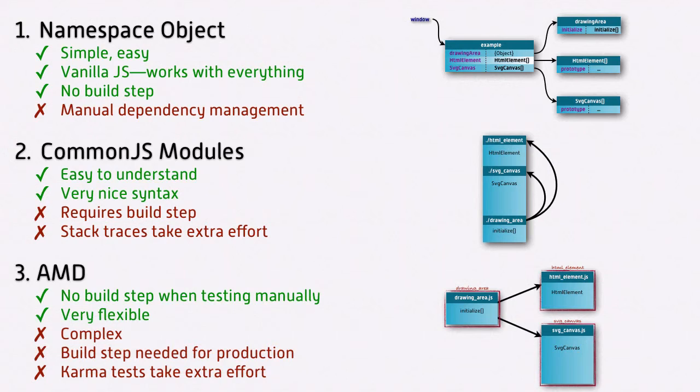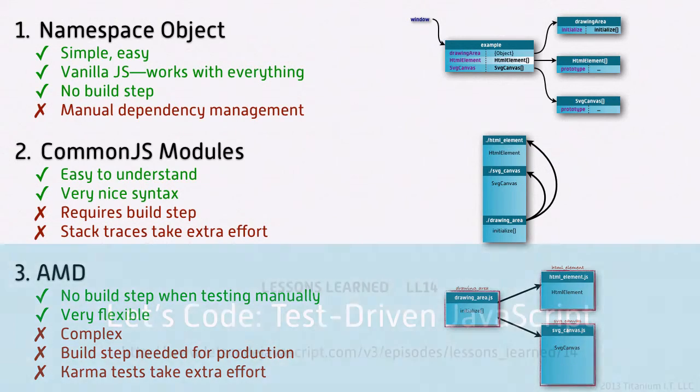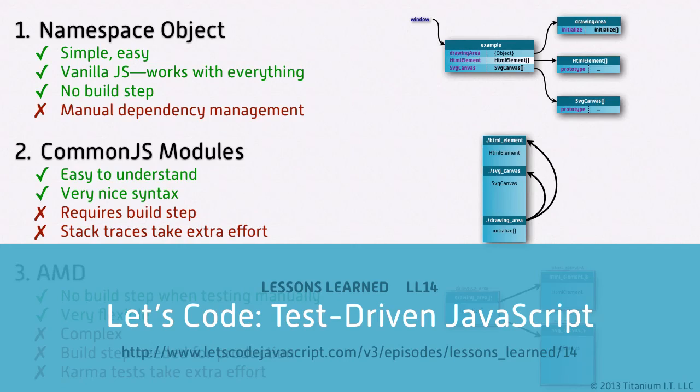So in conclusion, I'd recommend using just the simple global namespace object if you have a small application. If you have a larger application, use either CommonJS modules or AMD. Both have a lot going for them. I personally have a slight preference for CommonJS just because it's a little bit simpler. So that's what I've learned so far about modularity in front-end JavaScript.